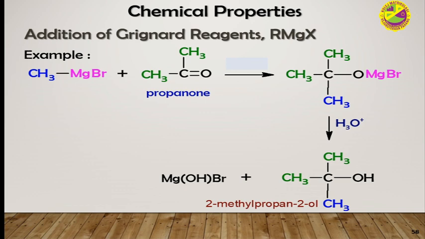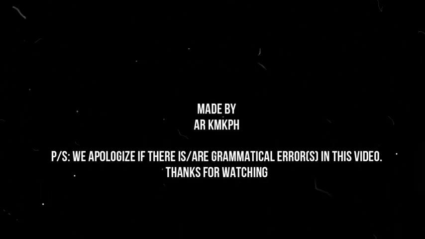In summary, to predict the product from the reaction of Grignard reagents and carbonyl compound, we should remember that the carbon double bond O is lost. The final product will be the carbon attached to OH and the carbon attached to the alkyl group from the Grignard reagent. That's all for this video.